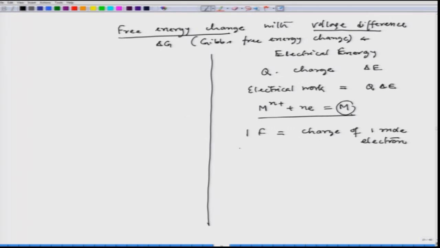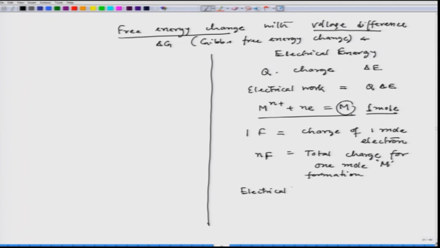And so, how much charge we need to supply to get 1 mole of M would be equal to nF. So, this is the total charge for 1 mole of M formation. So, now electrical work becomes nF ΔE. So, this is the total charge, which is Q, or you can put it as Q.